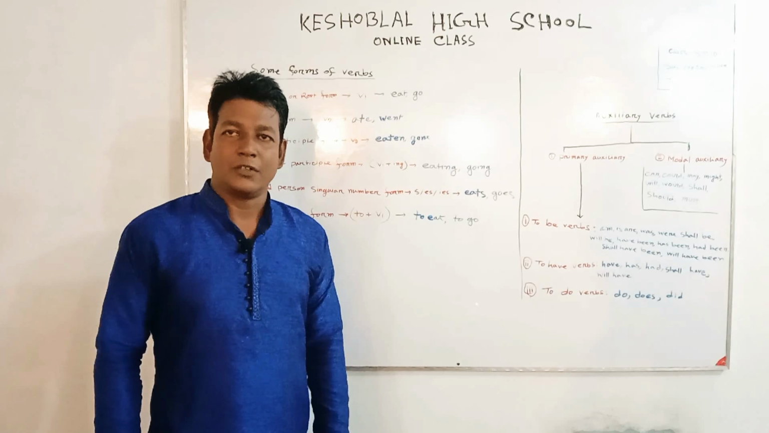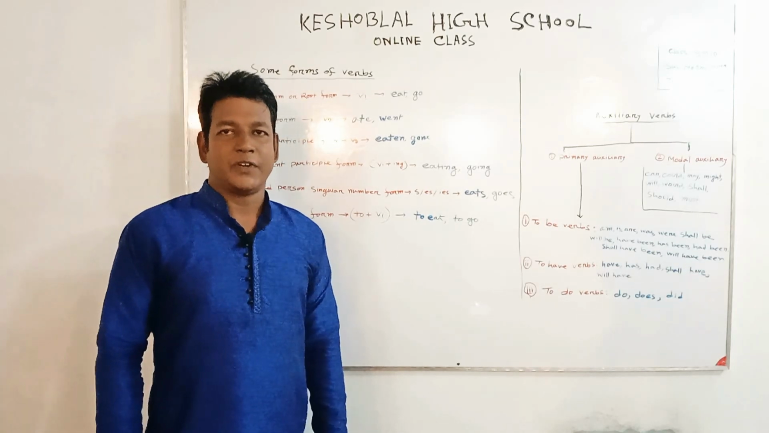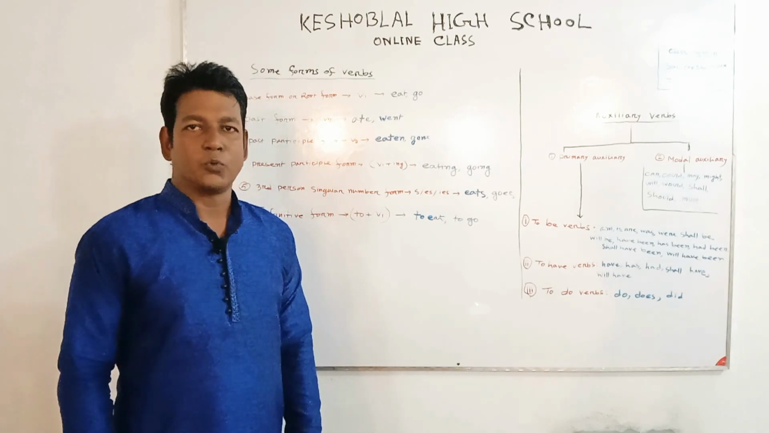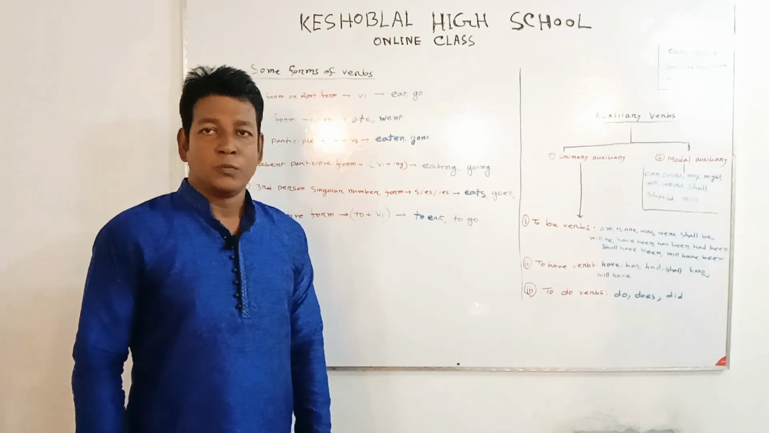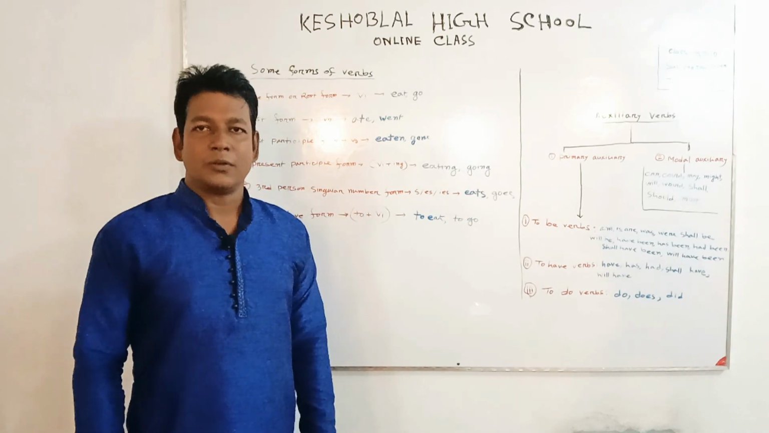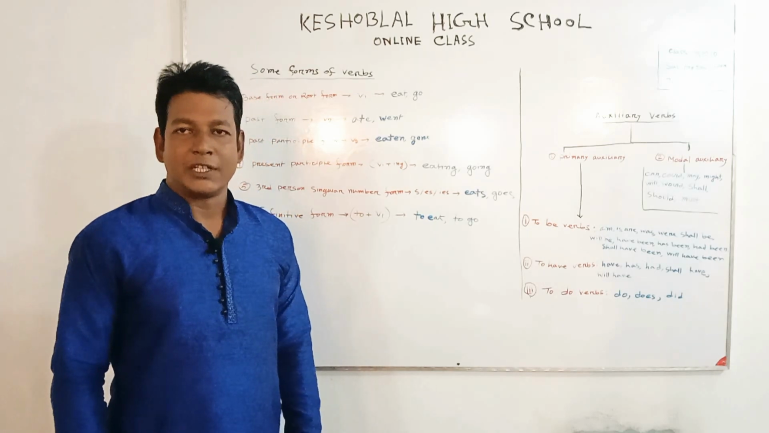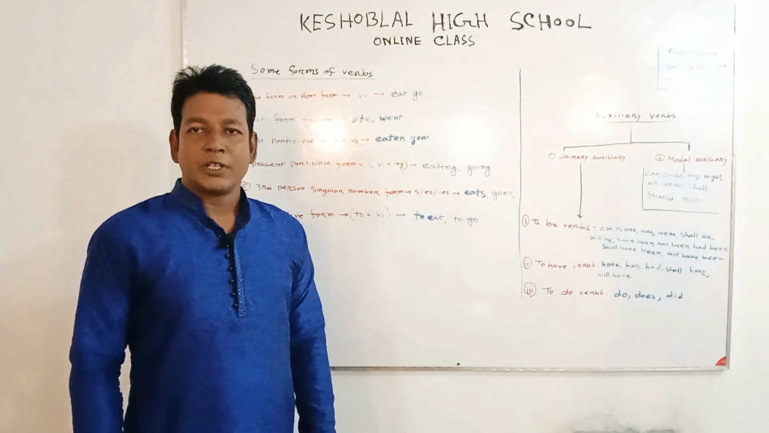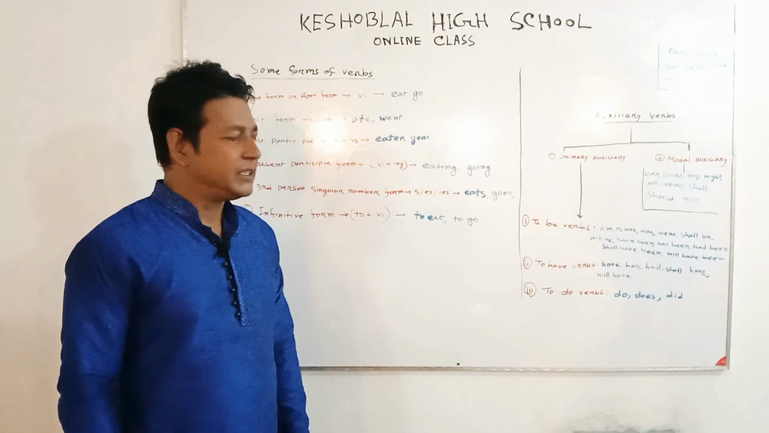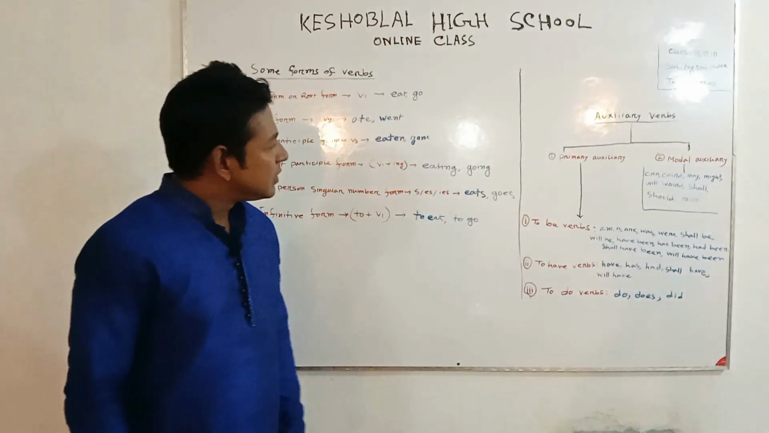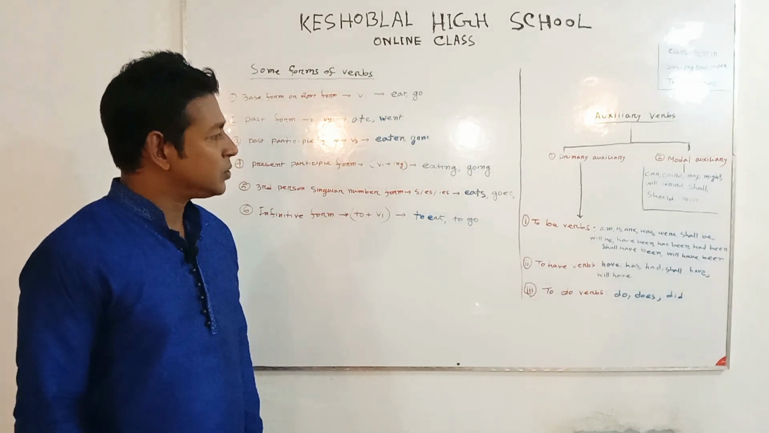Now let's talk about modal auxiliary verbs. Firstly, what are modal auxiliary verbs? Simply, the verbs which work according to the mode of the subject are called modal auxiliary verbs. Modal verbs add information to other verbs. That's their job. Some important modal auxiliary verbs are written on the board. Look at the board again. Can, could, may, might, will, would, shall, should, must.